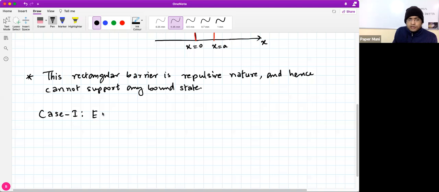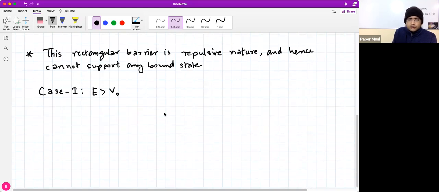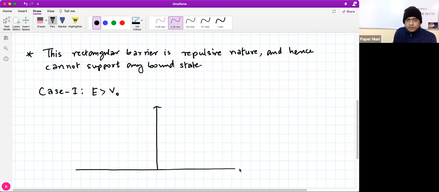So in this case, we'll take E greater than V naught. All right. So this is the first case where the particle is able to move freely in the whole region, for all values of x. And let's see how things look here. Okay, so let's draw the diagram and then conclude things from there. So this is V(x). All right, and this is the potential height.